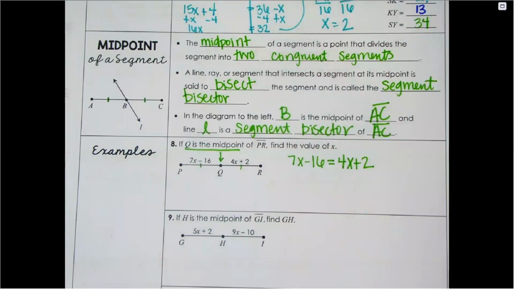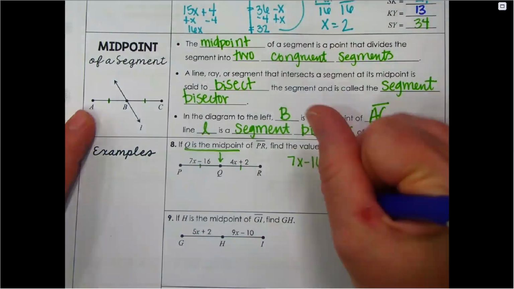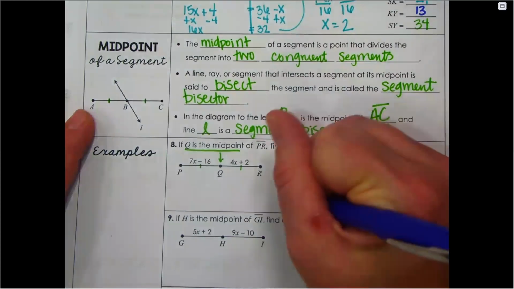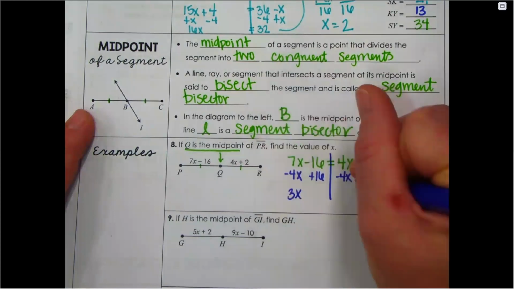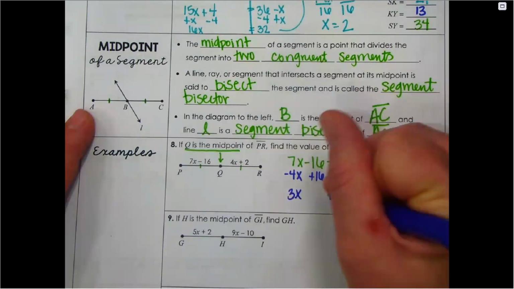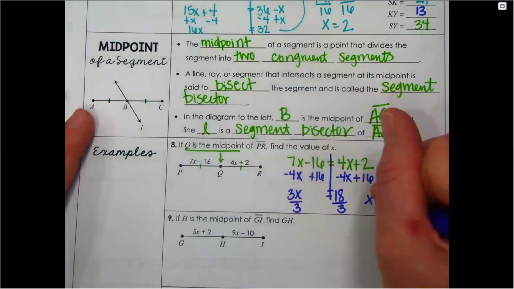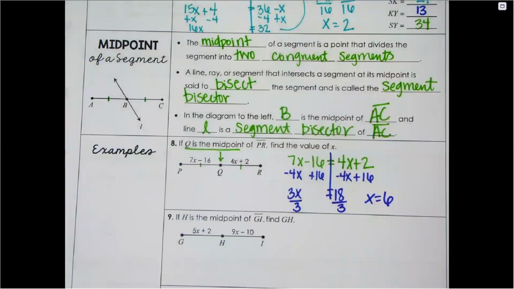Now, solve for x. Just like you're in Algebra 1. I'm going to subtract 4x. That gives me 3x. I'm going to add 16. That gives me 18. Divide by 3. X equals 6. Did we answer the question? Yep, we did. They want to know what is x. We got x. Number 9.